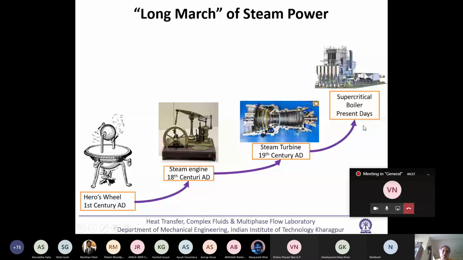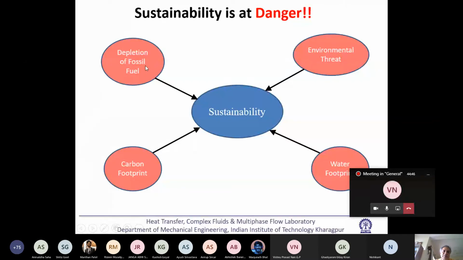These are important. So if sustainability is our concern, then how is sustainability at danger? Depletion of fossil fuel, environmental threat, and then these two things: carbon footprint and water footprint. So we are generating power, but at the same time we are generating a lot of carbon dioxide. So how can that be reduced? We will generate, let's say, X amount of power, but carbon dioxide generation will be as minimum as possible.